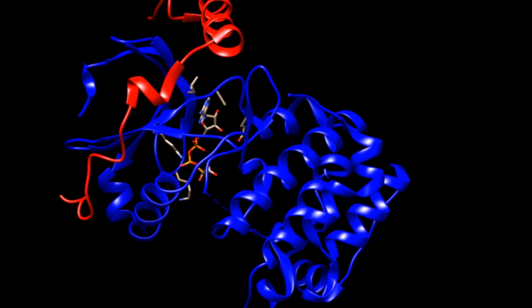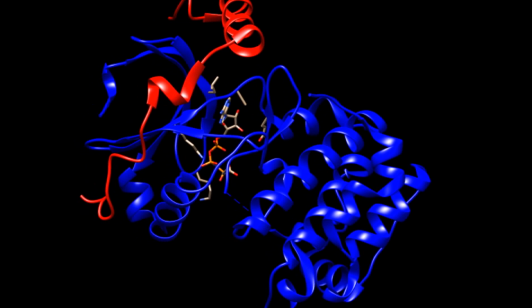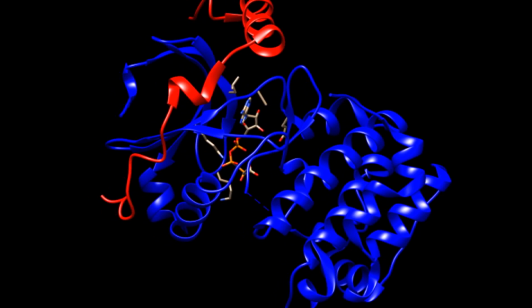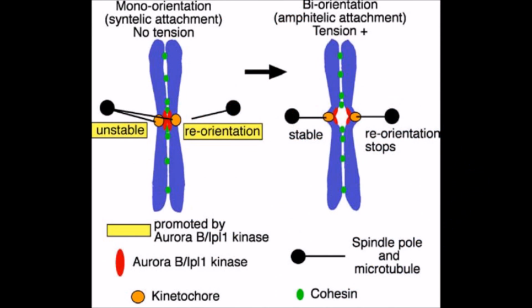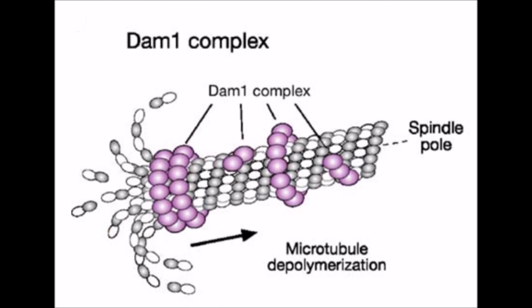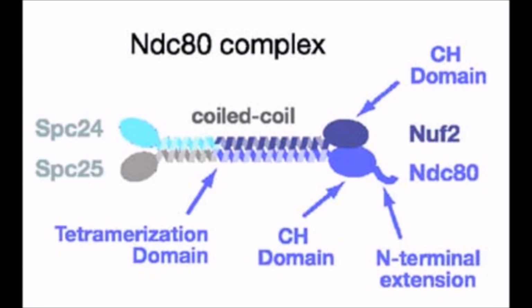Aurora B kinase, or Ipl1, is an evolutionarily conserved serine/threonine protein kinase, crucial in promoting bi-orientation. Aurora B kinase localizes at kinetochores in prometaphase and metaphase. It promotes turnover of kinetochore microtubule attachments by phosphorylating kinetochore components. Crucial substrates include the DAM1 complex in budding yeast and the NDC-AT complex in mammalian cells.